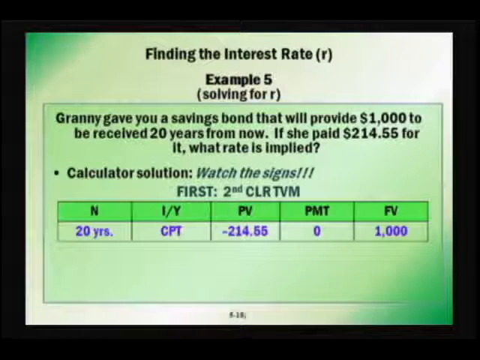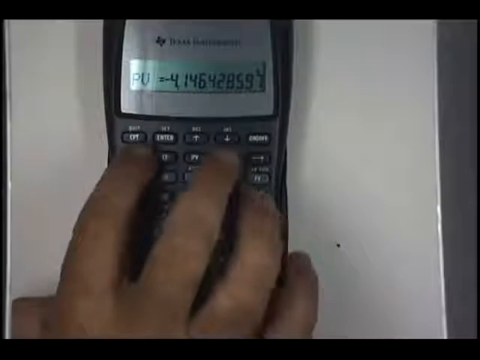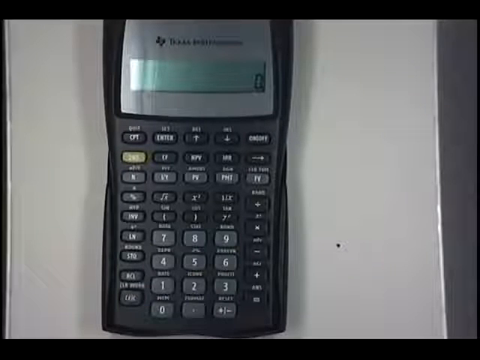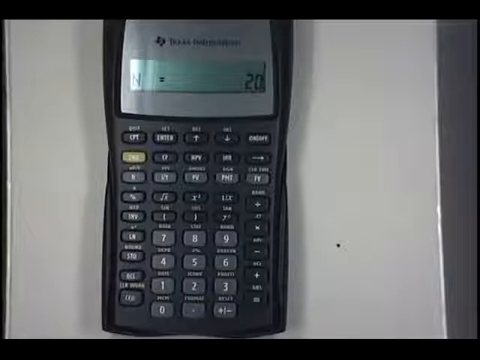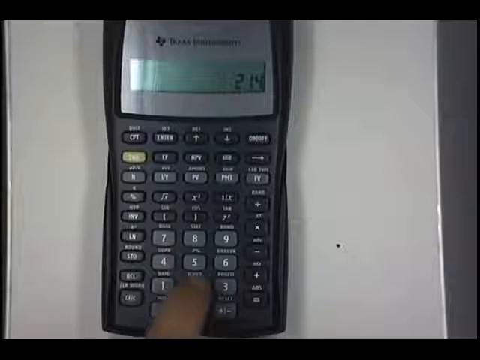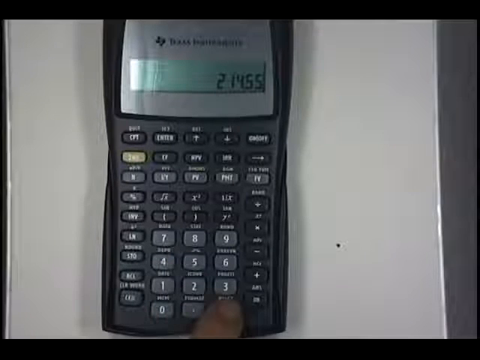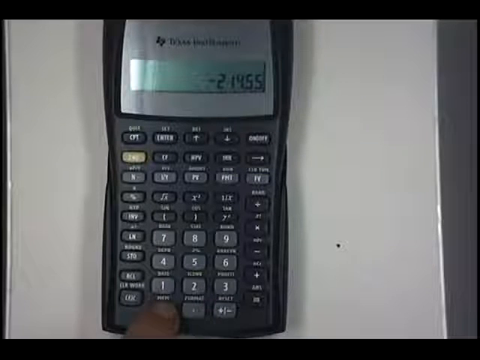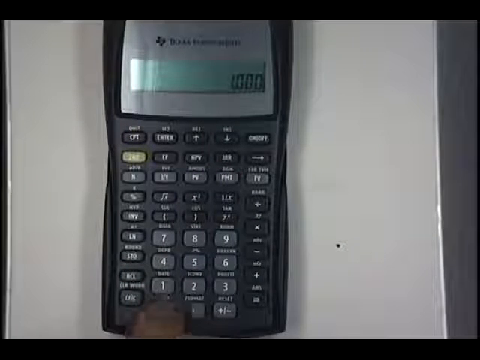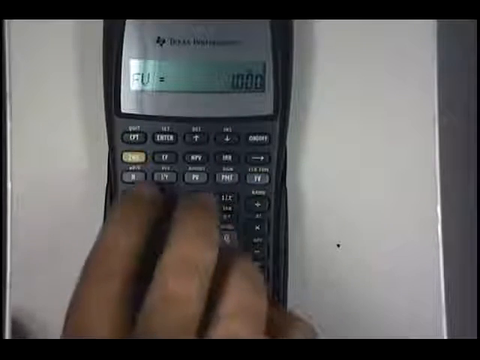Let's plug these numbers into the calculator. Remember, clear time value of money. Erase the numbers. 20N. We're going to compute the interest rate, so I'm not there yet. My present value, 214.55, is what we paid. Make that a negative number. My payment is 0. My future value is 1,000.